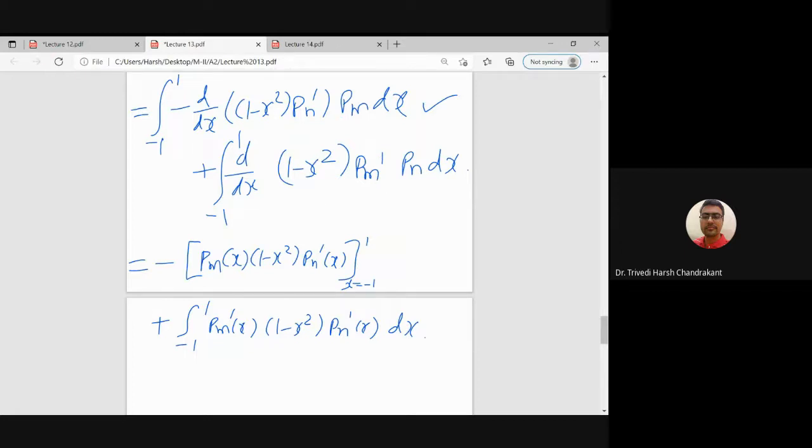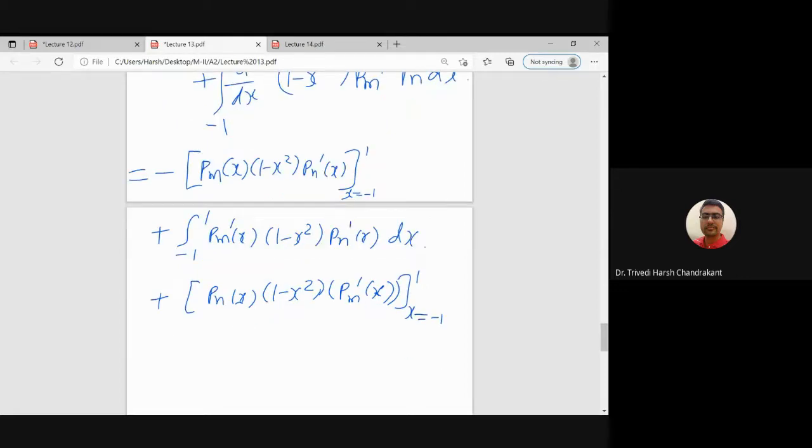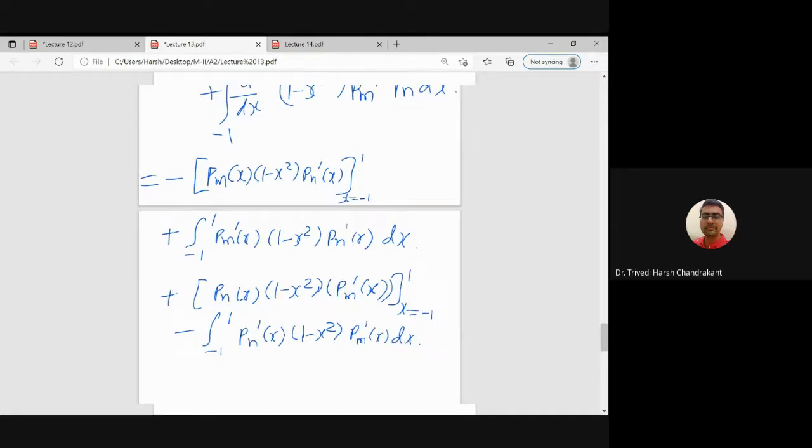So the second integral will now become Pn x times (1 minus x²) Pm dash x, with the limit of this integral from x equals minus 1 to 1. And then we get the next term, which is minus the integral from minus 1 to 1 of Pn dash x (1 minus x²) times Pm dash x dx. So just verify that second term we are getting.